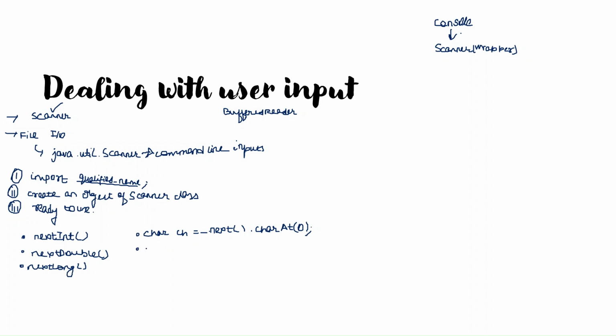In order to accept a string sentence, you can use nextLine, and in order to accept just a single word from the user, you can use the next method. Now let us see a practical example of using the scanner class in Java.